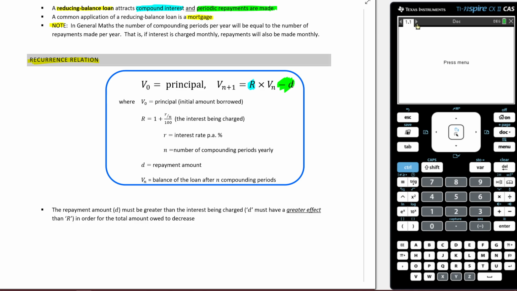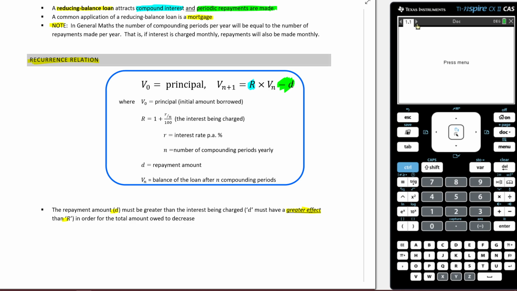Okay, let us keep reading. We'll come down here now. It says the repayment made, D, must be greater than the interest being charged, R. So let me say that again. The repayment made, D, must be greater than the interest being charged. D must have a greater effect than R in order for the total amount owed to decrease.